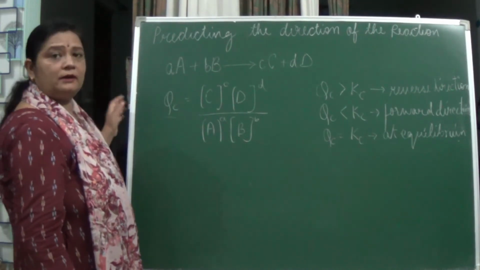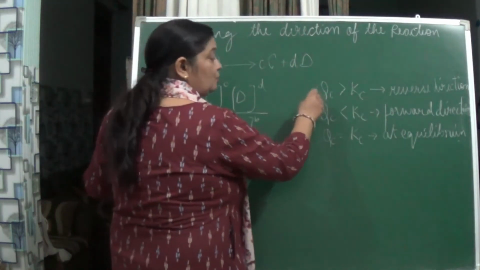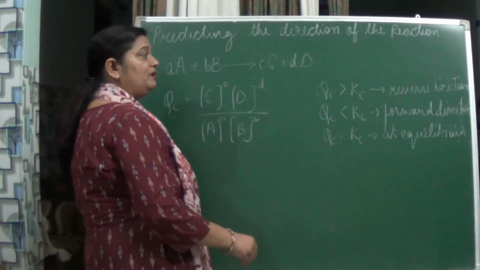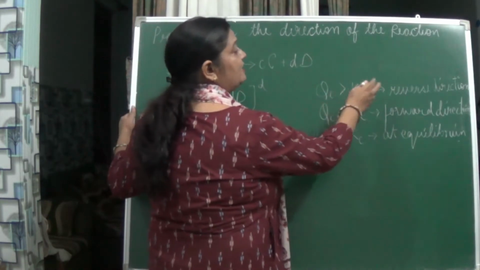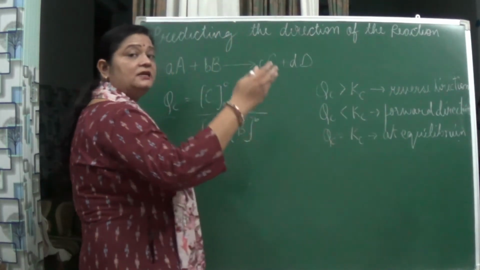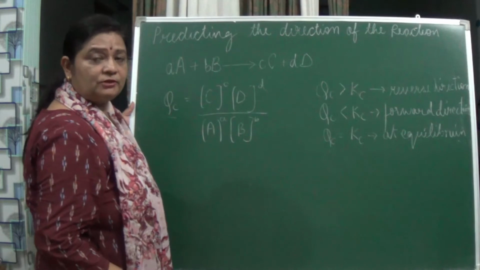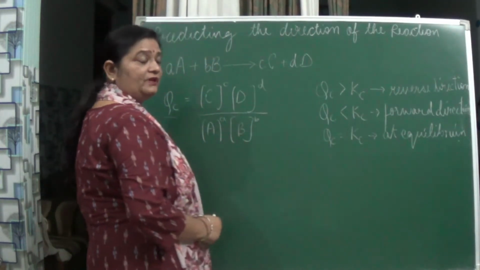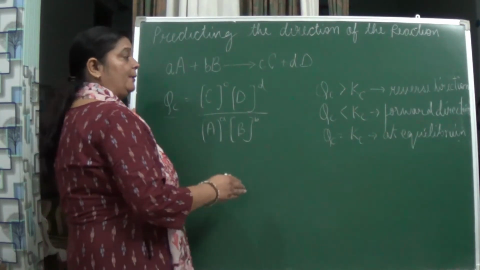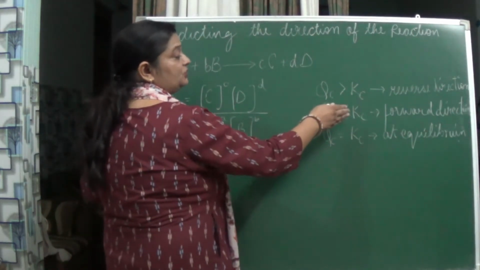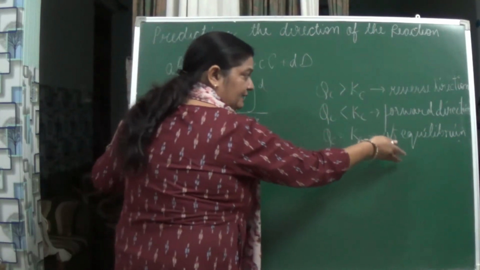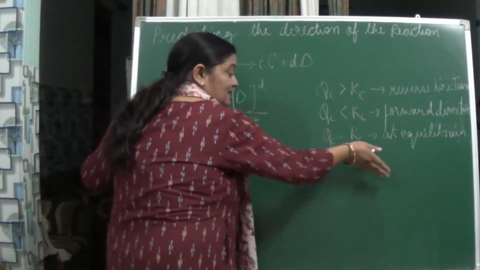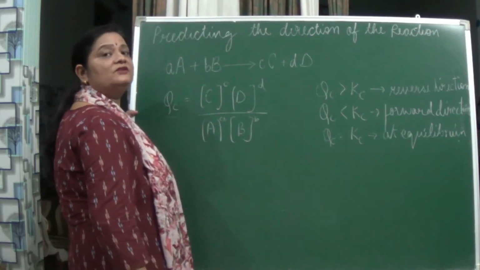When Qc is greater than Kc, it means the reaction is in the reverse direction. When Qc is less than Kc, it means what? Now it has time to proceed in the forward direction, to proceed the reaction in the forward direction.